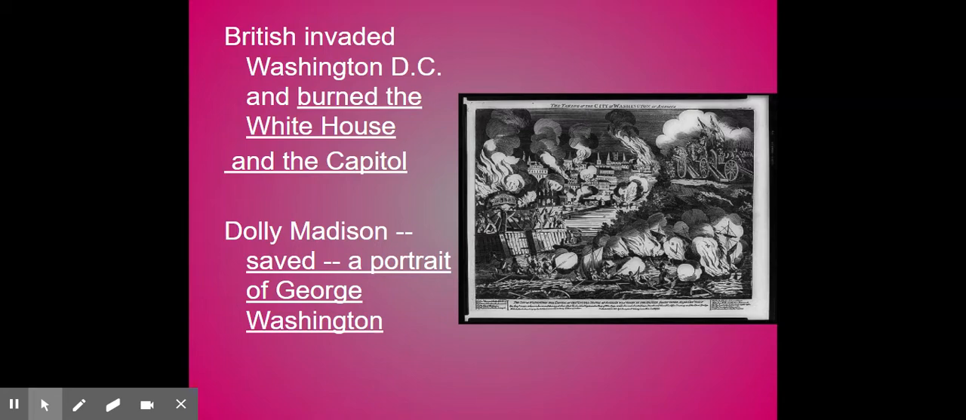Now, this is how we get the term White House, okay? Because afterwards, to cover up the smoke damage and the fire damage to the house, they have to paint it white, okay? That's what's going to cover up the damage of the British attack here. They do leave a portion of it unpainted, and you can still see that today to show how badly this attack was, and what it did to the White House. So you can see how serious this was, all right?